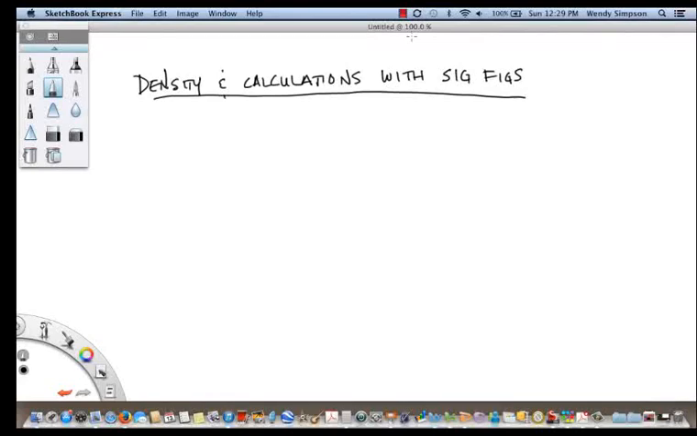In this tutorial, we'll review density and do a calculation applying our knowledge of significant figures. So we need to remember that density is an intensive property. What does that mean? It means that the density of a substance doesn't change no matter how large a sample size of the substance we have.